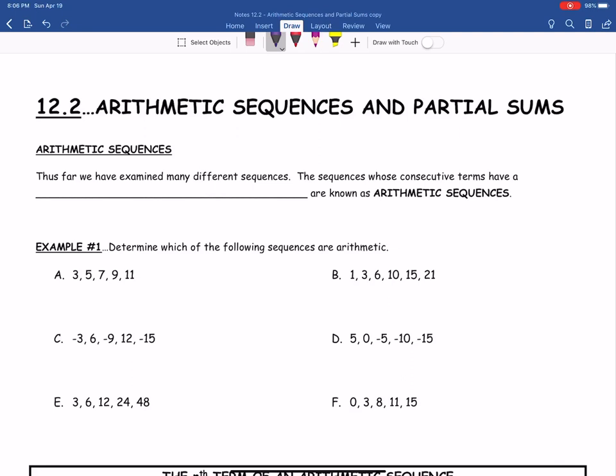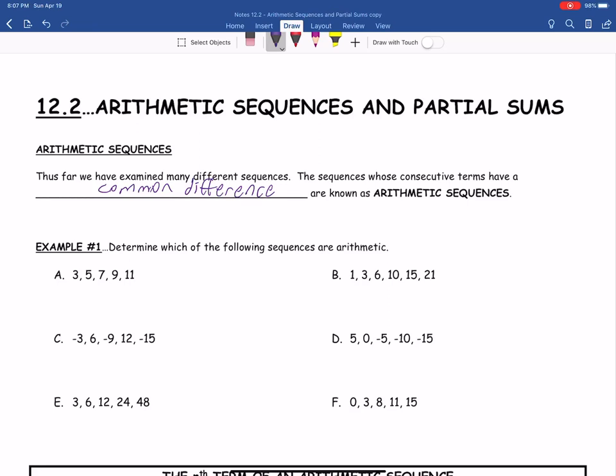So Monday morning, we're hitting up arithmetic sequences here. It is something that I think you're going to find to be pretty straightforward. We've actually been working with arithmetic sequences, and they're the simplest sequence that we're going to talk about. So thus far, we've examined many different sequences. The sequences whose consecutive, that just means next to, consecutive terms have a common difference is known as an arithmetic sequence. So this is pretty straightforward, okay?